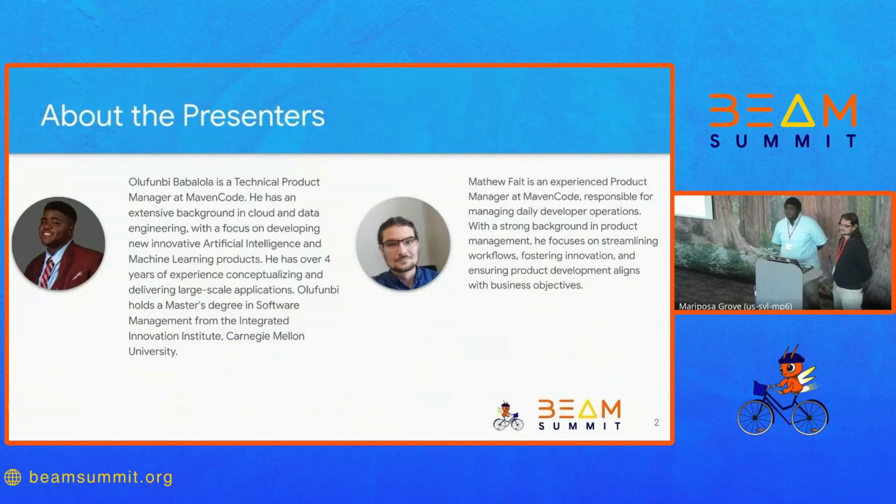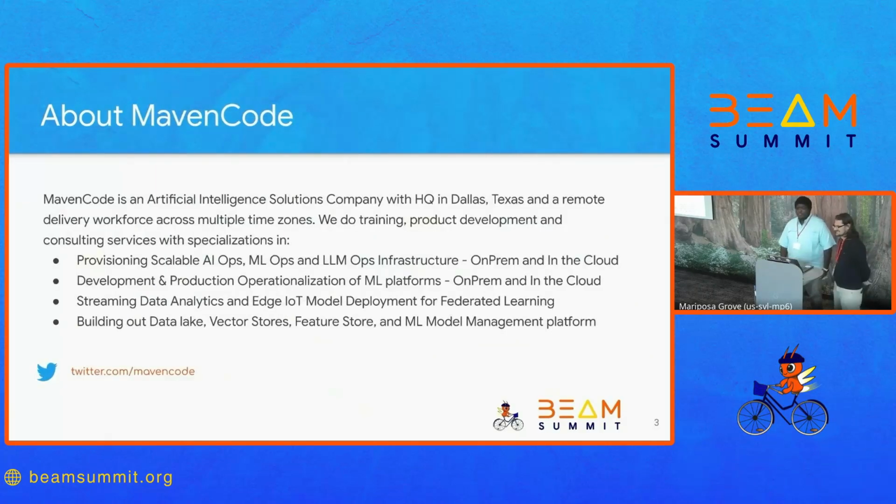So a little about the presenters. My name is Matthew, and this is Fumi. We're both product managers at Maven Code. A little bit about Maven Code. We're based in Dallas, Texas. We deliver incredible AI solutions to companies. We provision scalable AI ops, ML, anything that has to do with machine learning and AI, we do it.